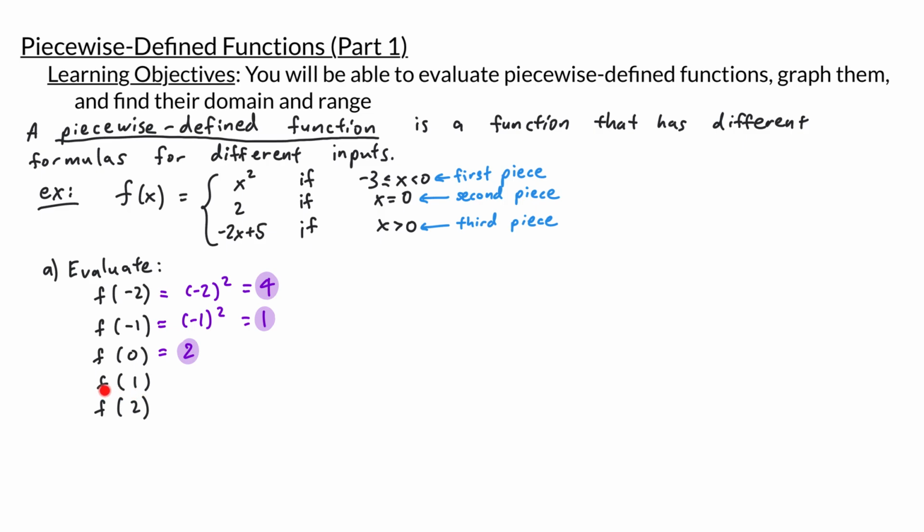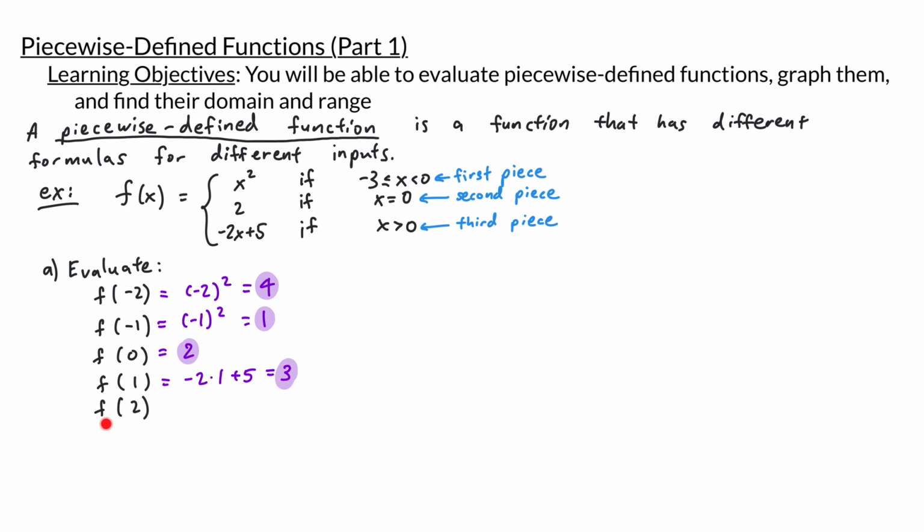Next, we have f of 1. So we want to find the output of my function when the input is 1. So let's determine which piece it's in. The input 1 is in the third piece because it's an x value that's greater than 0. So to compute the output, we would use the third formula, -2x plus 5. So f of 1 would be -2 times 1 plus 5, which gives us 3.